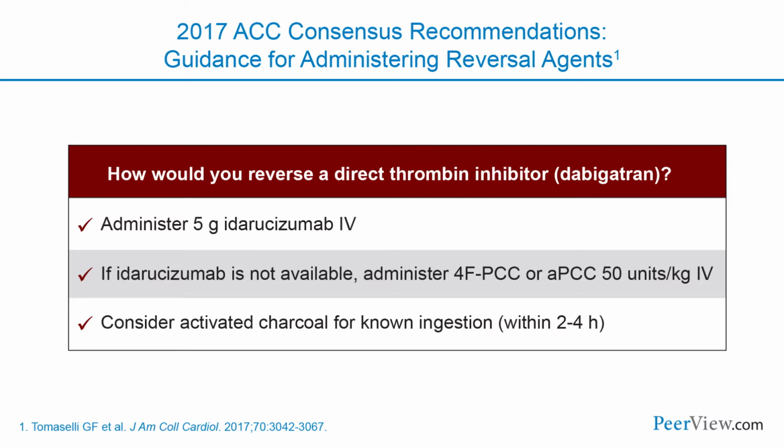Idarucizumab is a Fab fragment antibody that is a specific reversal agent for dabigatran. The dose is 5 grams. That's not a misprint. It's not 5 milligrams. It's 5 grams of a monoclonal antibody. That's a big dose. If for some reason Idarucizumab is not available, then you can go back to the repletion approach. And again, a patient who's recently taken a dose of dabigatran should be given charcoal to hopefully bind up some of that before it gets absorbed. But meanwhile, you've got a drug that is very efficient and very effective at reversing the anticoagulative activity of dabigatran.